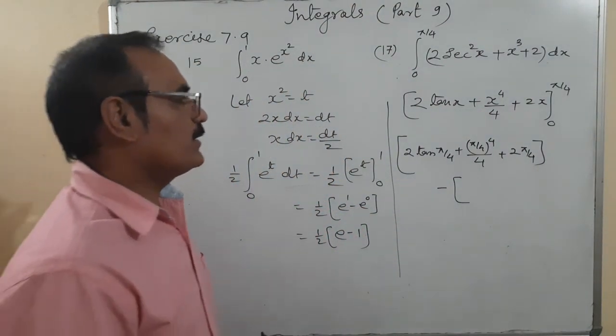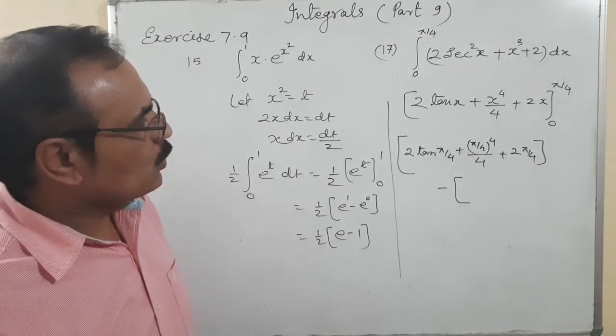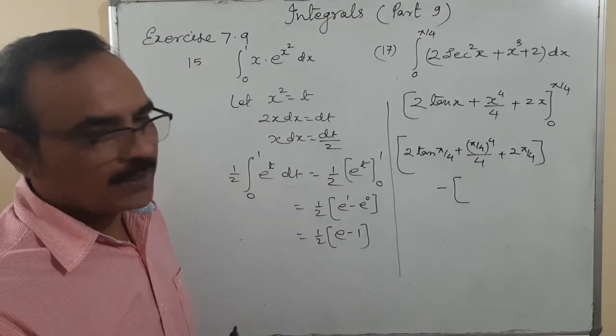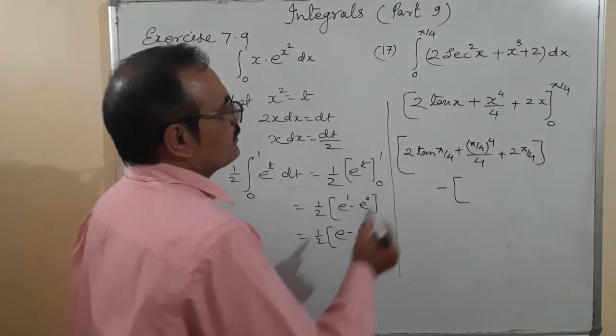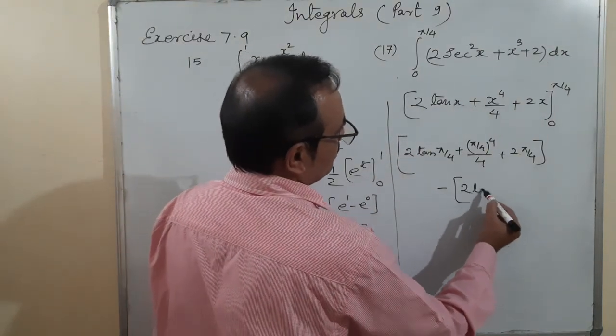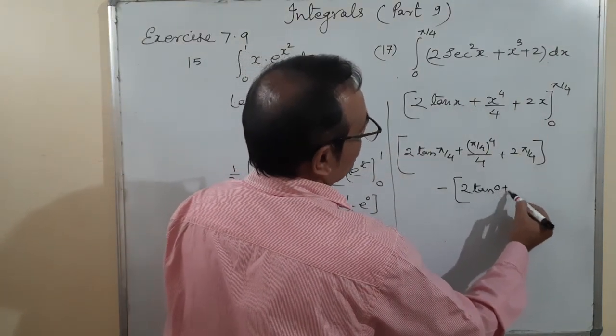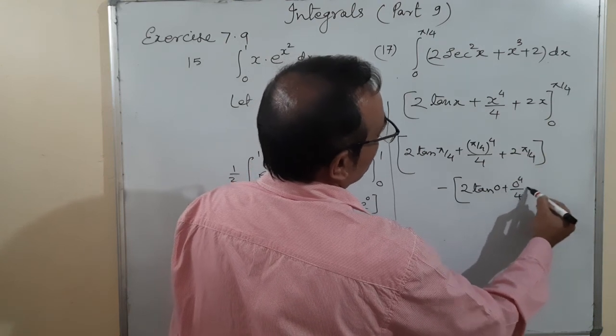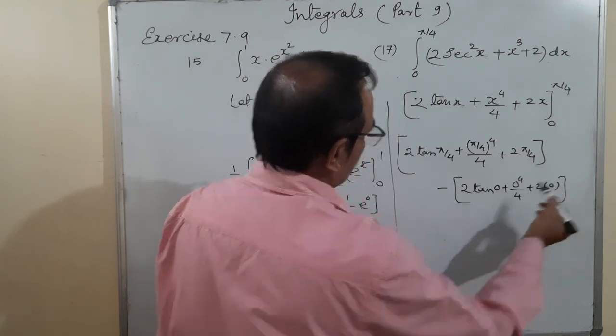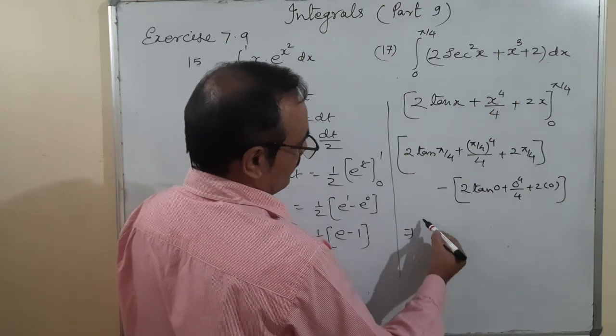When I put the lower limit in place of x, everywhere I have to put 0. Tan 0 plus 0 to the power 4 upon 4 plus 2 into 0. So all terms are 0.